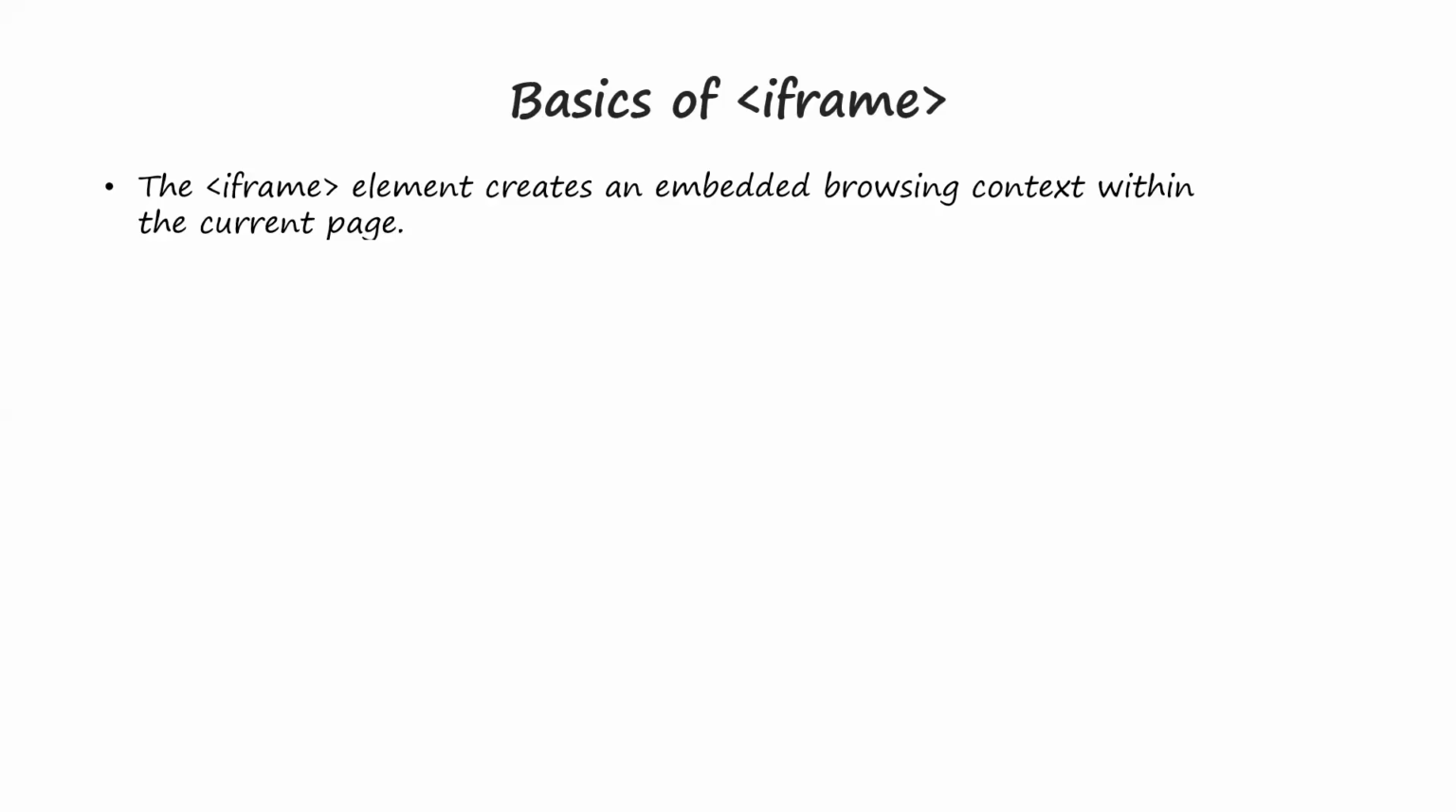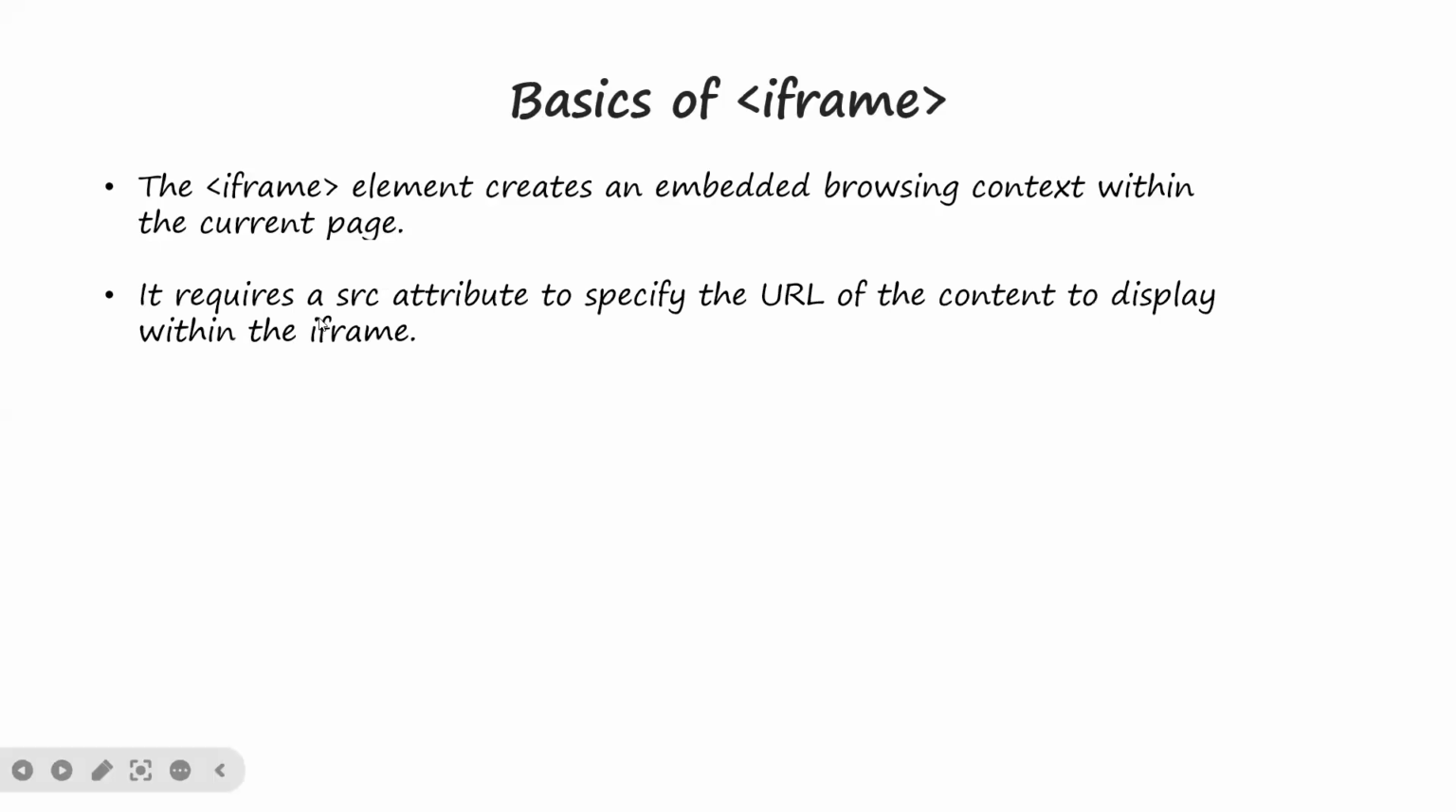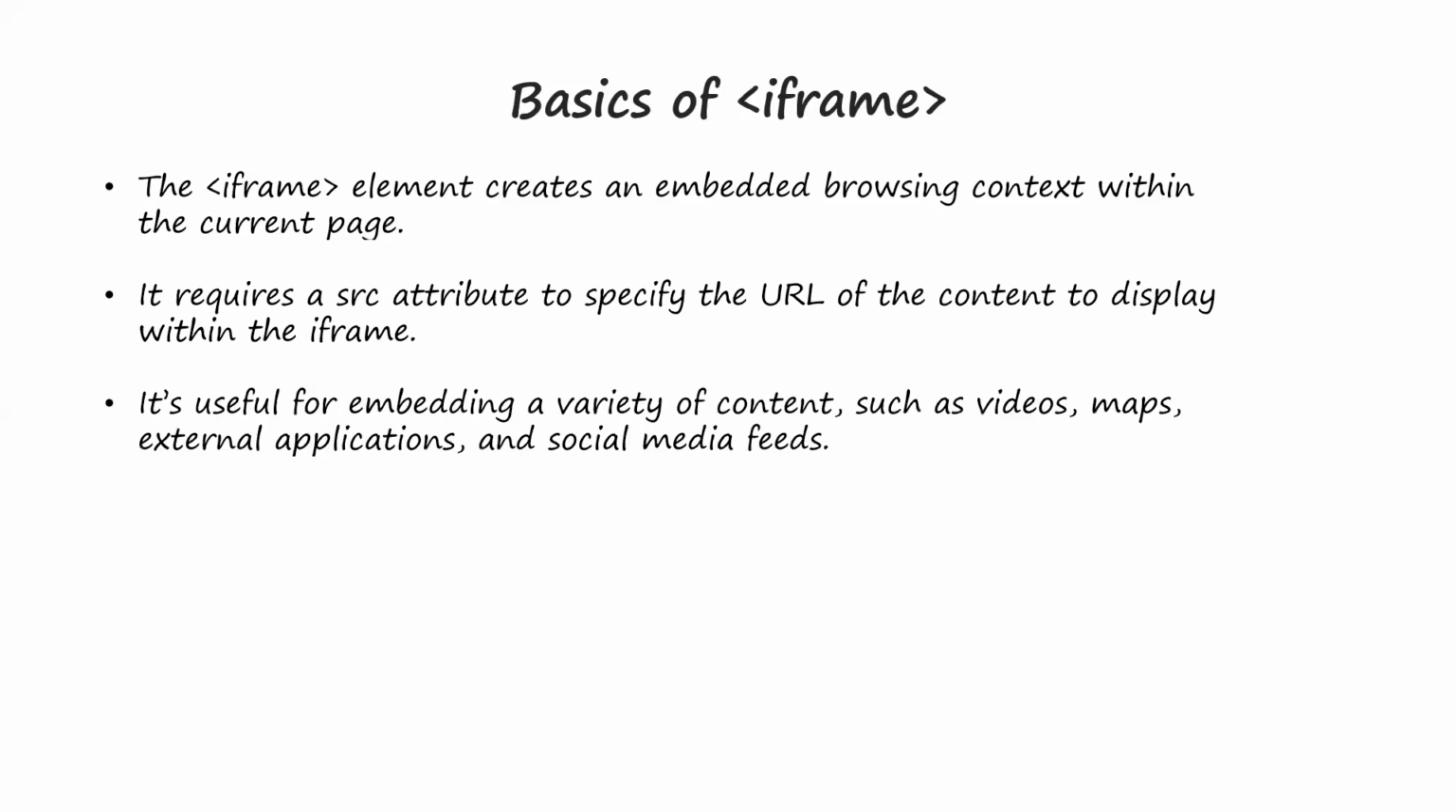So with the iframe element, you embed a browsing context within the current page. It requires a source attribute to specify the URL of the content to display within the iframe. This is where you specify the URL of the content. Which website do you want to embed? Which content do you want to embed? Content outside your own website, or even content within your website. This is very possible with the source attribute.